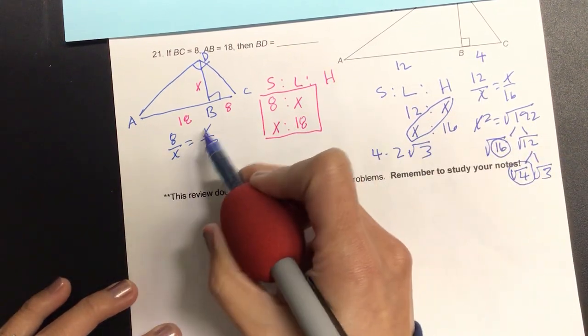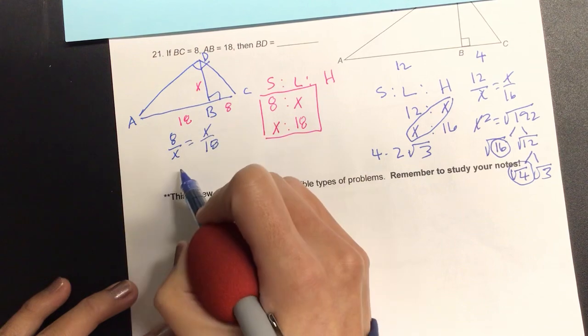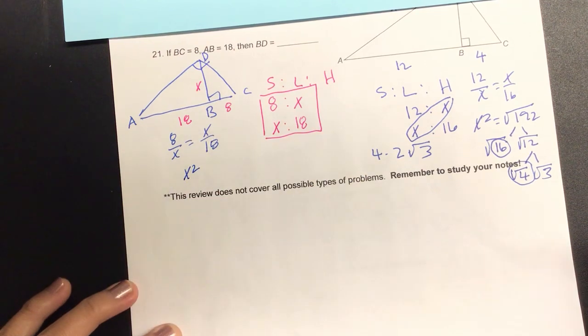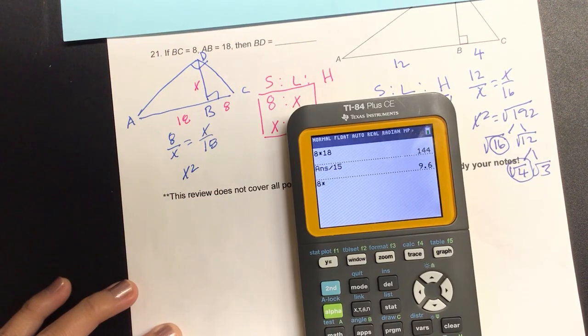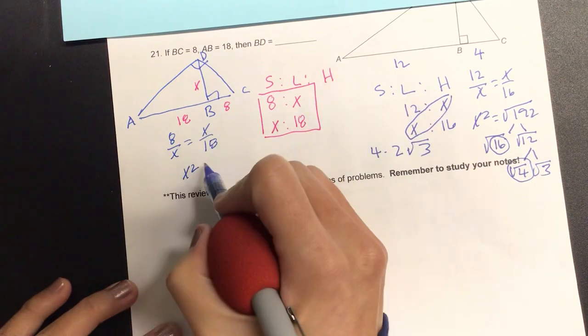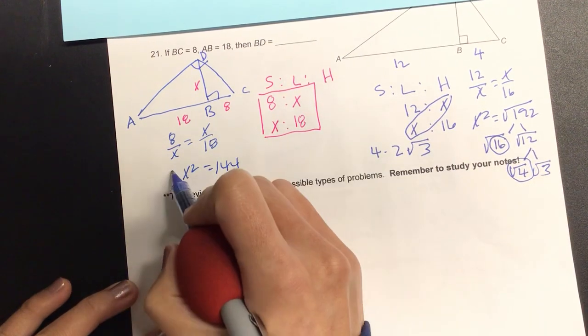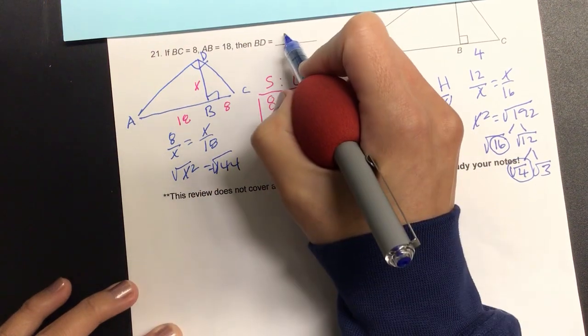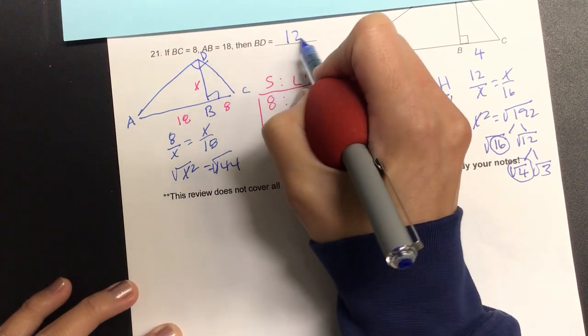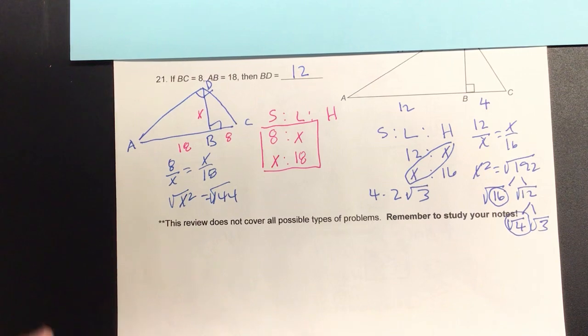And do I see a geometric mean? Always, always. So we have x squared, 8 times 18, 144. That's kind of like the notes, right? So when I square root this, that's going to give me 12. Why not plus or minus 12? We have a picture.